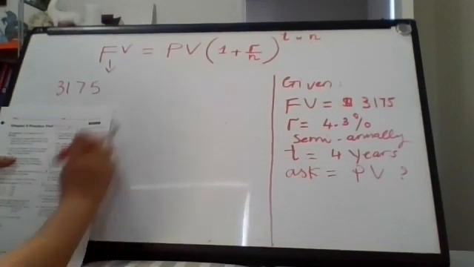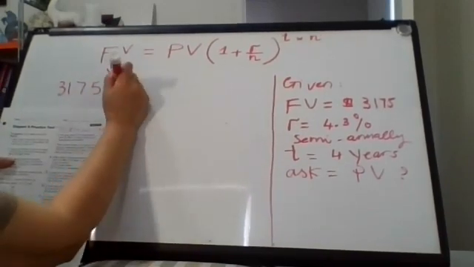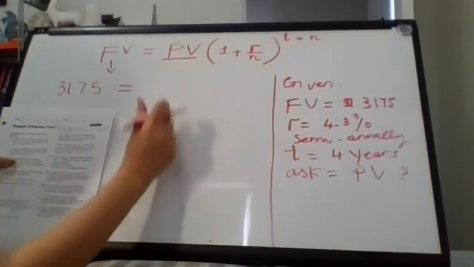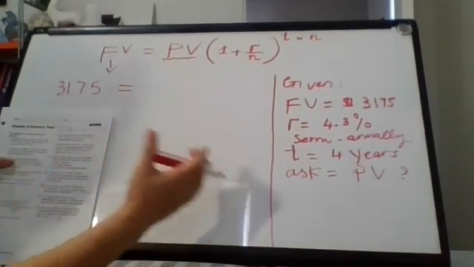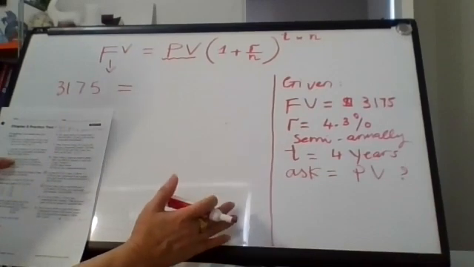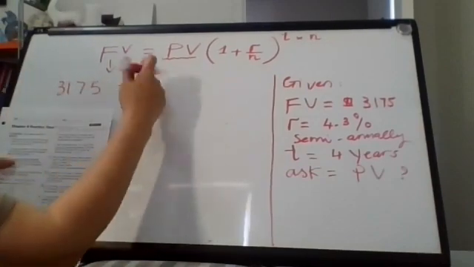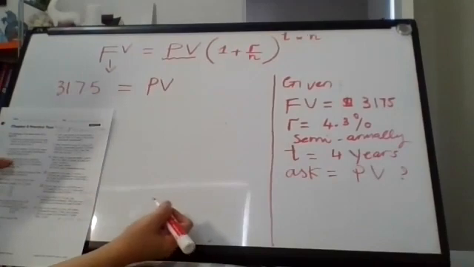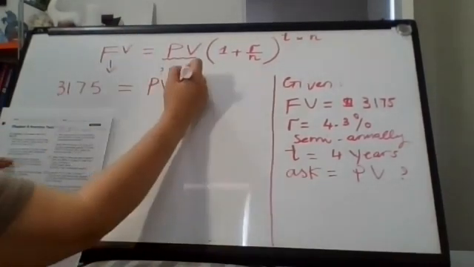Okay, so 3,175 equals, because this is unknown, PV. PV is just one unknown number. You can change the PV to the letter X as well, but I would like you to keep it as PV so that it reminds you that this is a present value. So PV, put it down, nothing changes. This is the one you want to know. This is the question mark.